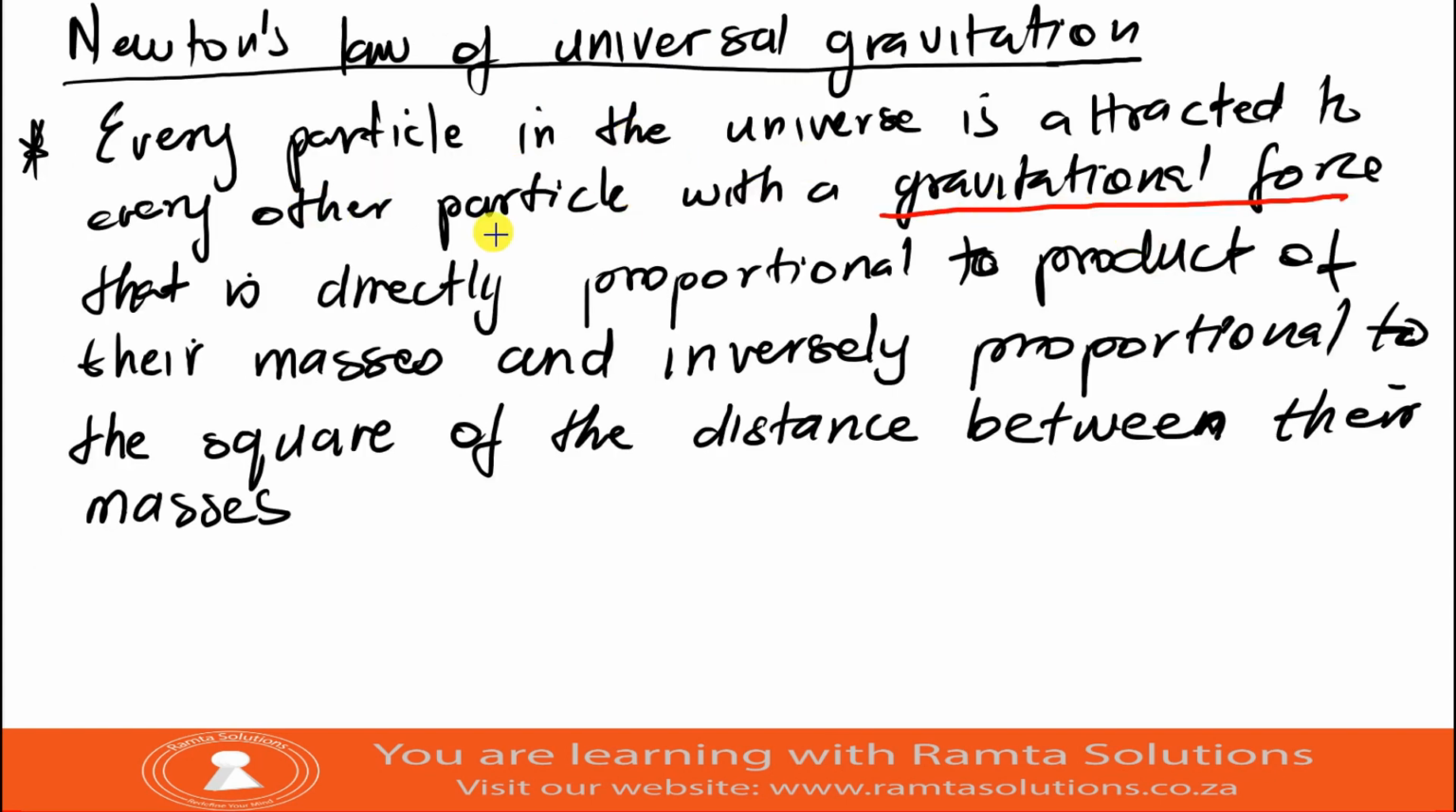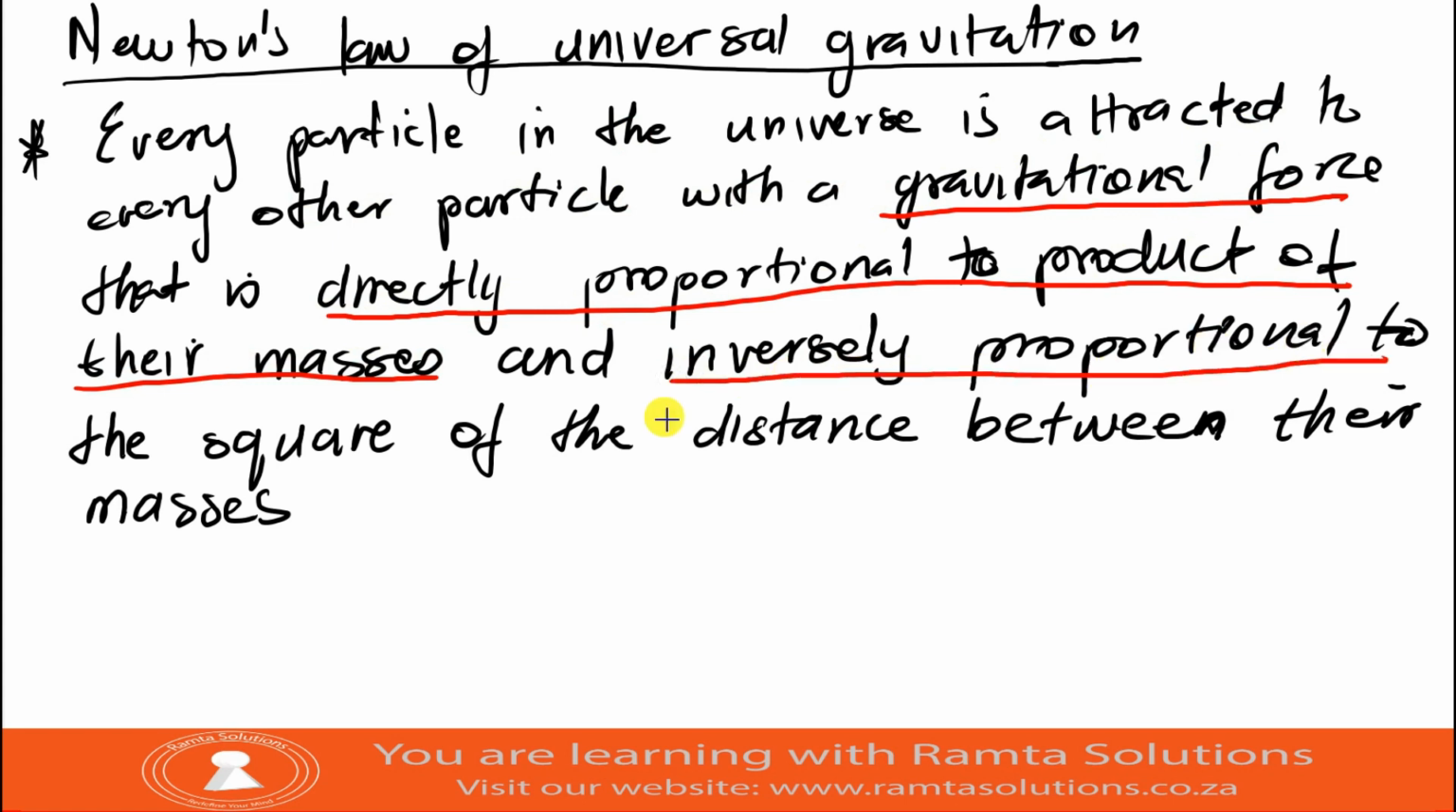So every particle in the universe is attracted to every other particle with a gravitational force that is directly proportional to the product of their masses, and inversely proportional to the square of the distance between their masses. This is something you should know by now when you do physical sciences: the laws and definitions give you formulas. Now, let's look at this one. They said the gravitational force is directly proportional to the product of their masses.